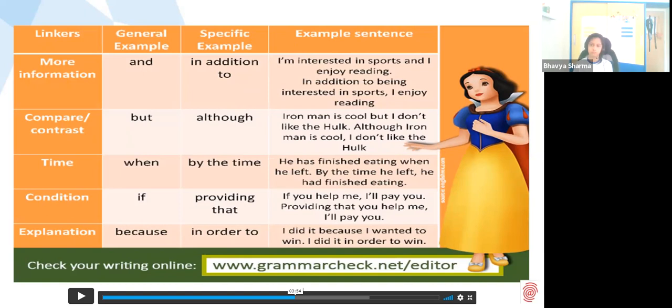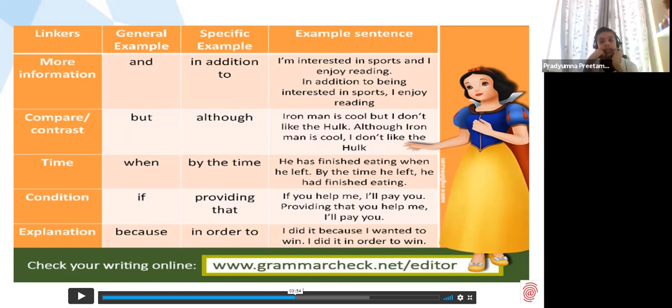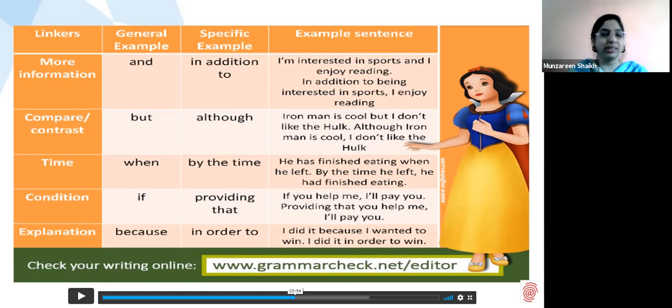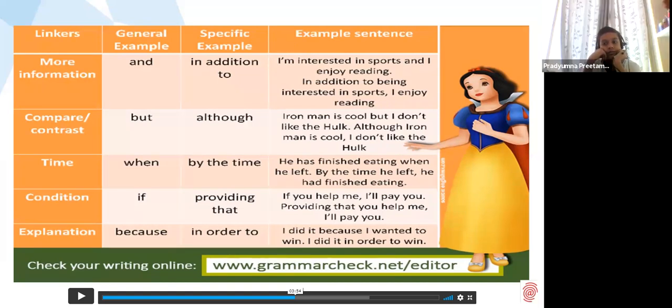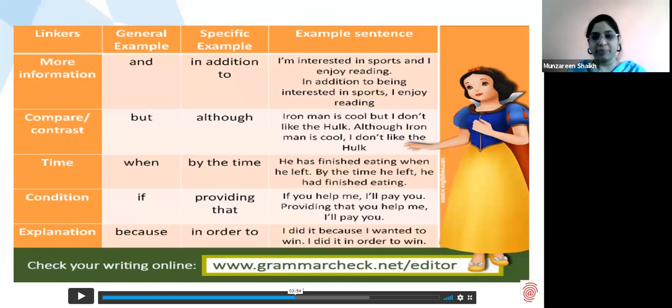You can either use "when" or you can use "by the time". Now let's see how we can utilize "when" in a sentence. He has finished eating when he left. Which is the linker over here? When. And what is it showing? It is giving you a time, right? They are giving you a time.